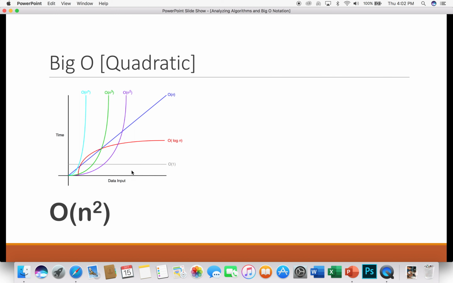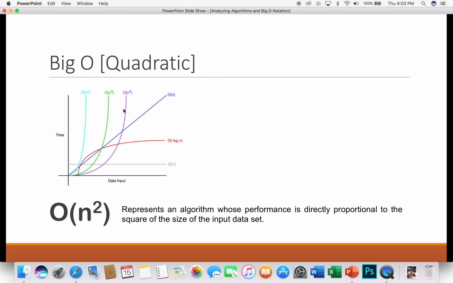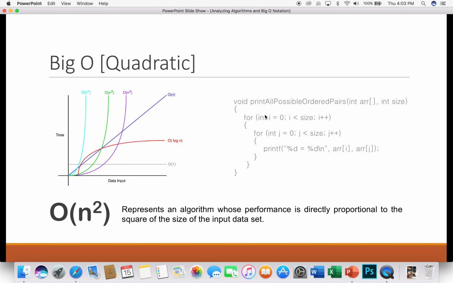Next, quadratic. Ayan, n squared. Ito siya. Pag sinabi natin quadratic, represents an algorithm whose performance is directly proportional to the square of the size of the input data set. Kaya nga siya naka-square. Example tayo. Print all possible ordered pair. So, mapapansin mo, mag-print tayo sa array natin by pair.